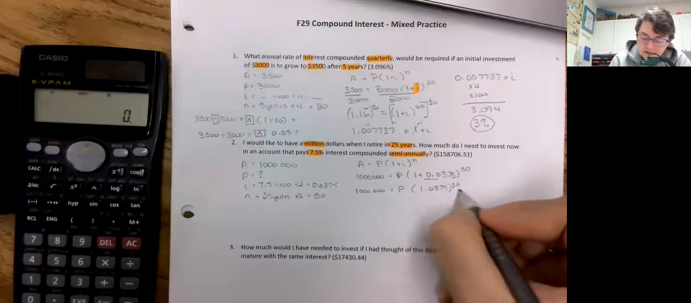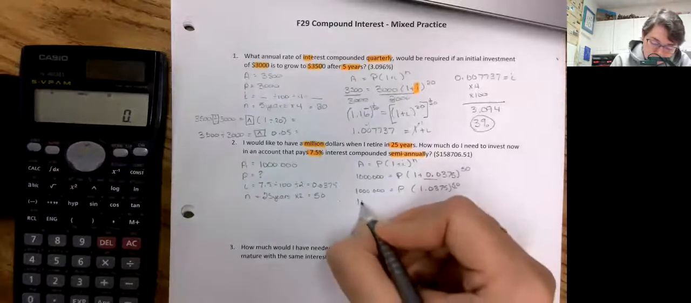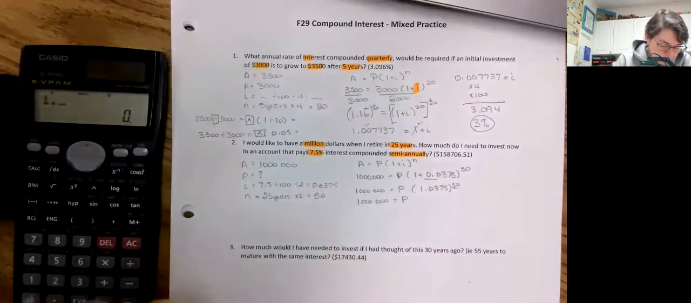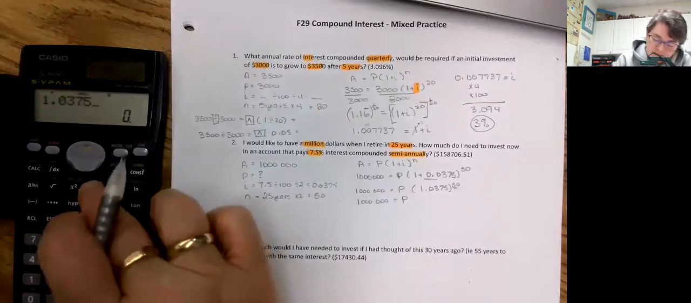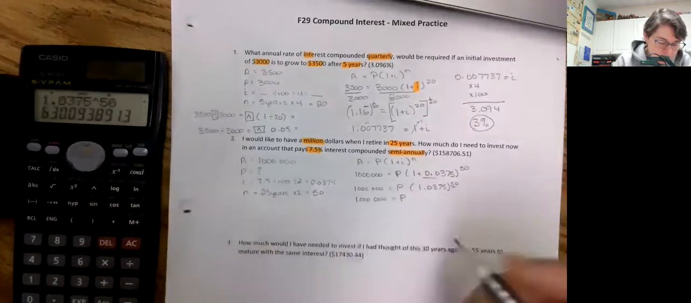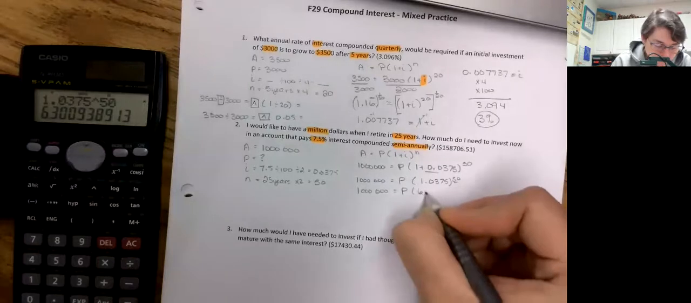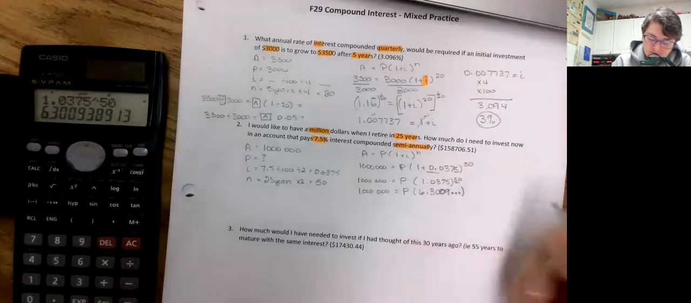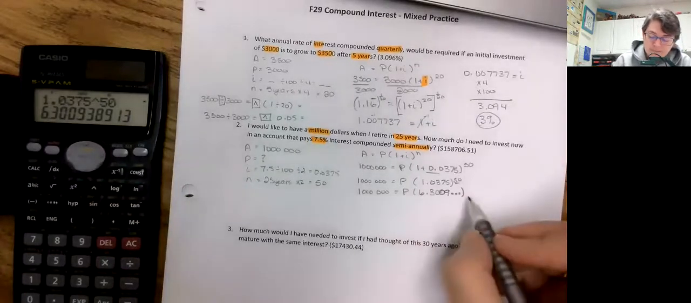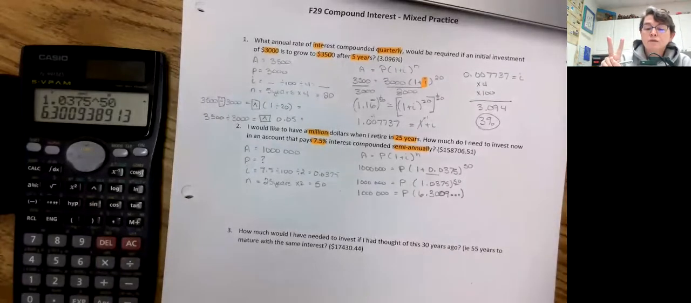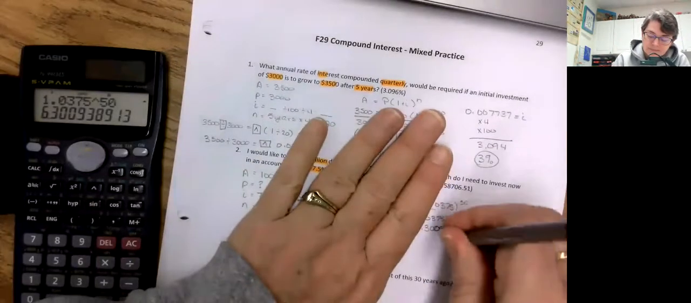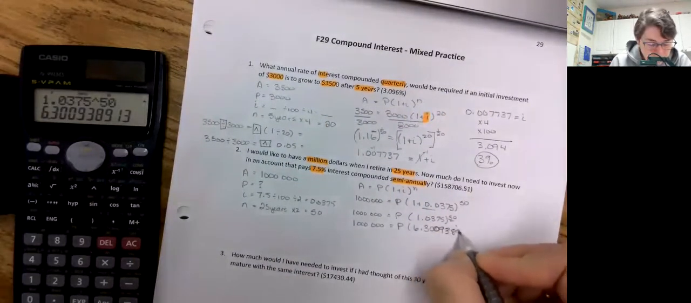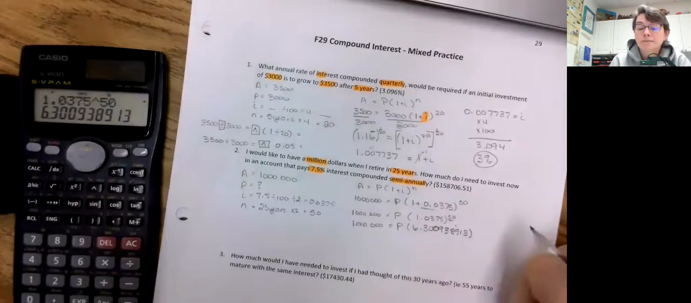Okay, so we did that. Now let's deal with that. 1.0375 to the power of 50 is 6.3009. All right, now remember, two choices at this point. Easy one, I'll do the easy one: 0.93813. I just wrote it all out.